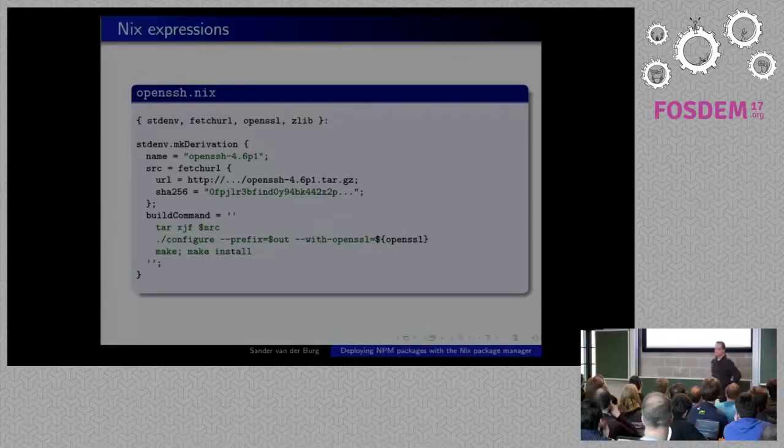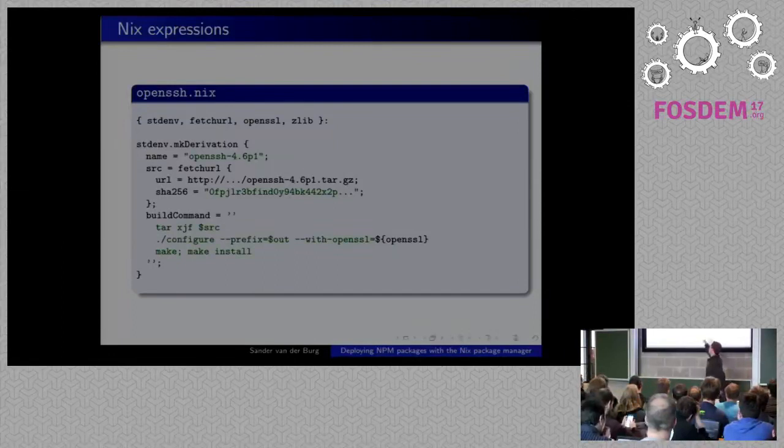The first two arguments: stdenv is a standard Unix environment providing common Unix utilities like cat and ls and make. fetchurl is something that can be used to download files from external locations. And OpenSSL and zlib are required library dependencies of OpenSSH. In the body, we call the mkDerivation function. That's basically the Nix way of saying I want to build something from source code. We provide some metadata as parameters like the name and version, and we download the OpenSSH tarball from the OpenSSH server.